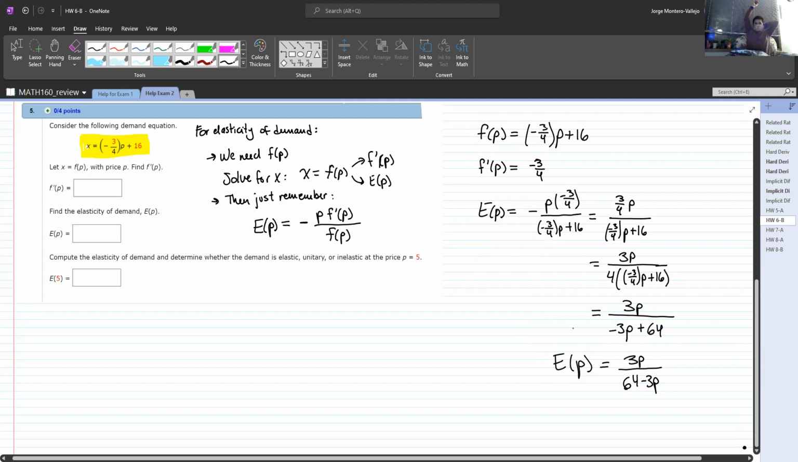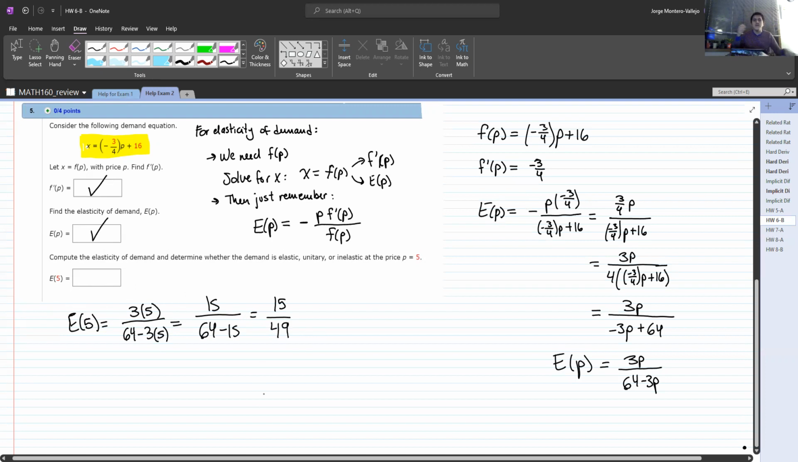Okay. All right. So the next thing that you need to do is just plug in a number. F prime of P, we got. E of P, we got also. We just now need to compute E of 5, which means you come to your elasticity of demand function, your E of P that you just found, and you plug in 5 for P. So when you do that, you get 3 times 5 on the numerator, and then 64 minus 3 times 5. 15 divided by 64 minus 15, what is that? That is 15 divided by 49. Yes, 49.